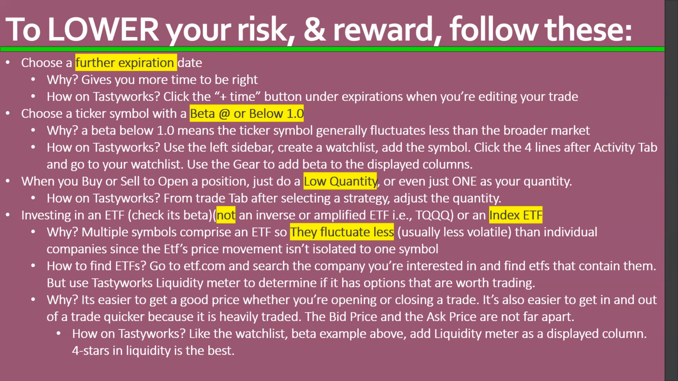Because it's easier to get a good price when you're opening or closing a trade when the ticker symbol is liquid. It's easier to get in and out of a trade a lot quicker because it's more heavily traded. The bid price and the asking price are not that far apart. So you want any type of trade that you make to be in a pretty liquid symbol. The way that you can add liquidity is the same as adding beta on Tastyworks. Go to the watch list, go to the displayed columns, and just add liquidity. And 4 stars of liquidity is considered the best on Tastyworks.